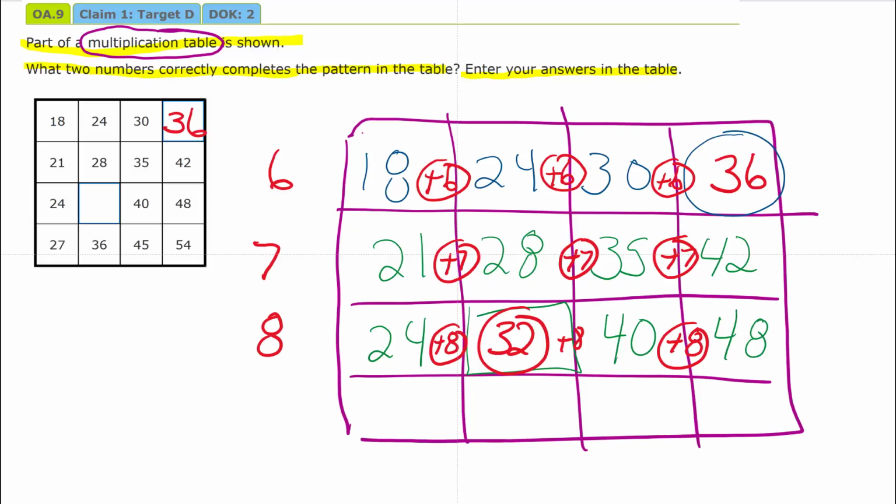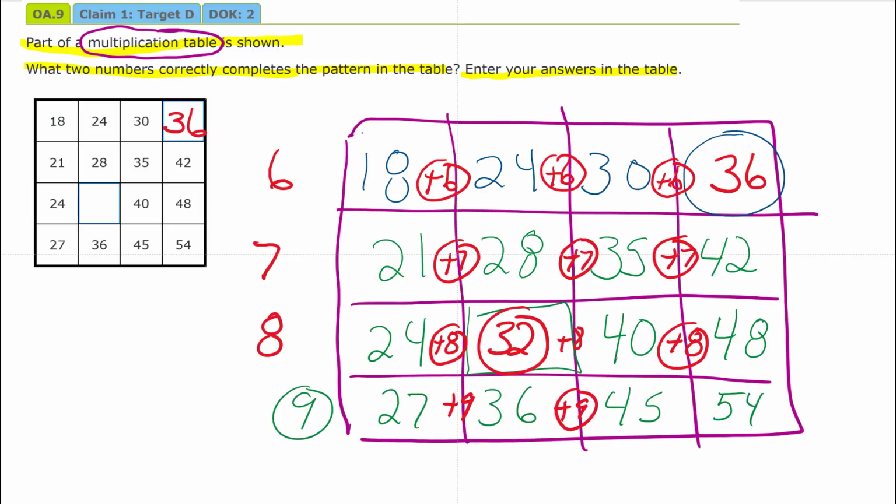And just to finish our patterns here, the last row is 27, 36, 45, and 54. That's going to be our 9s row, as each of these increases by 9. So there's our multiplication table, and if we wanted to draw this out with labeling the top as well, we could put that 3, 4, 5, and 6, and you could do your traditional multiplication table work to get those answers.